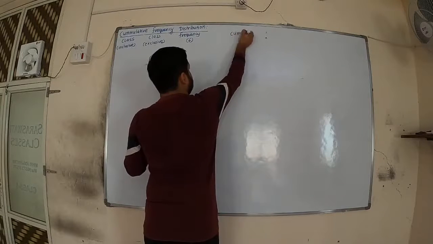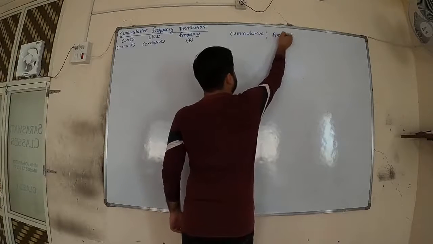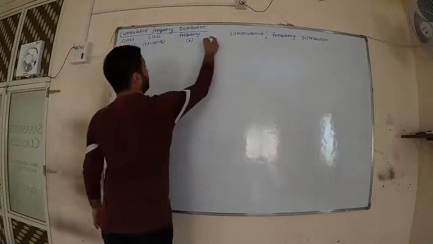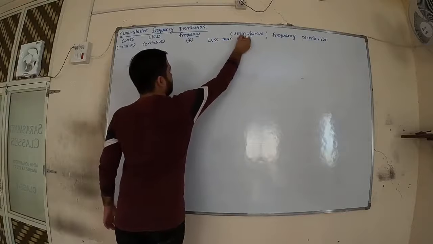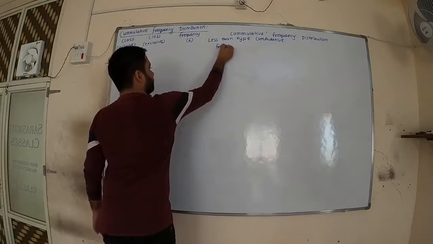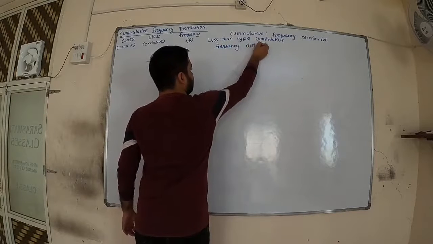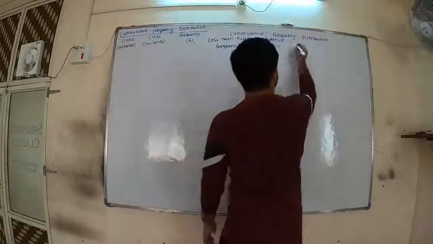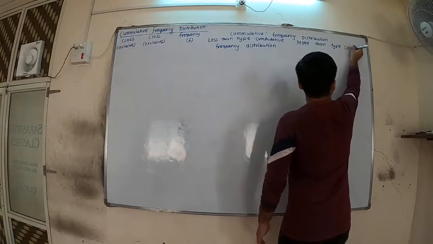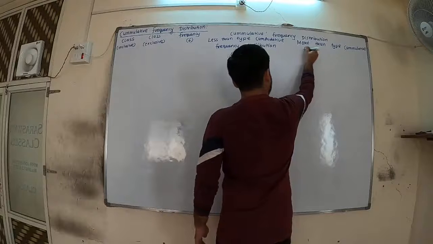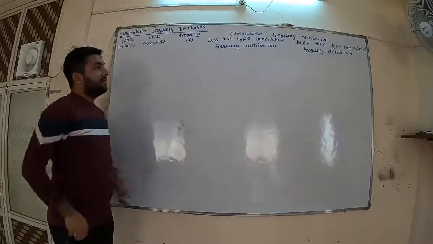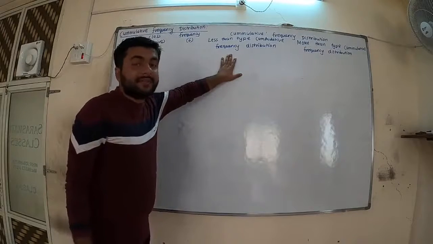Okay, after that, now we are having cumulative frequency distribution. In that, less than type cumulative frequency distribution, and here more than type cumulative frequency distribution.